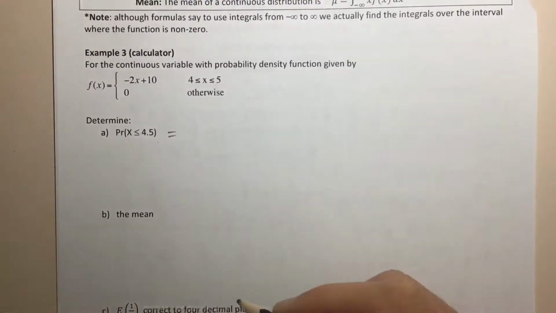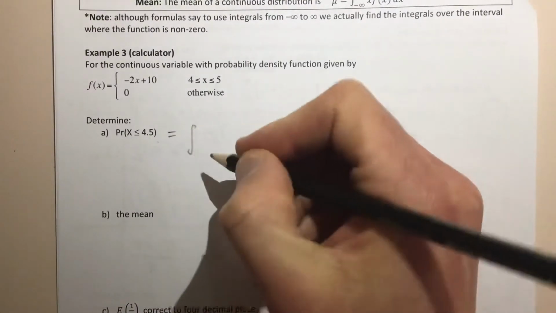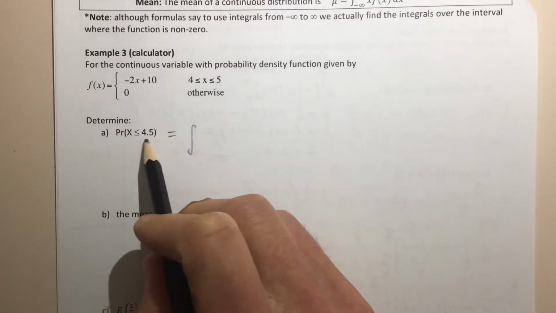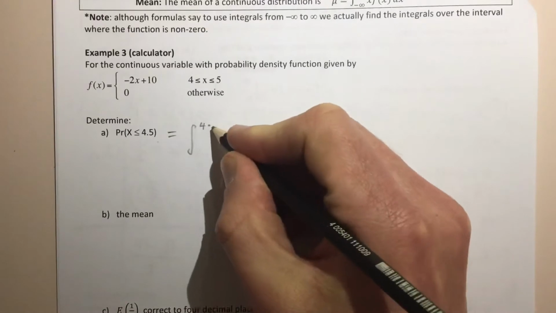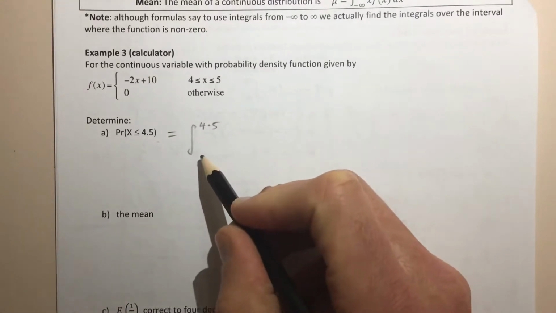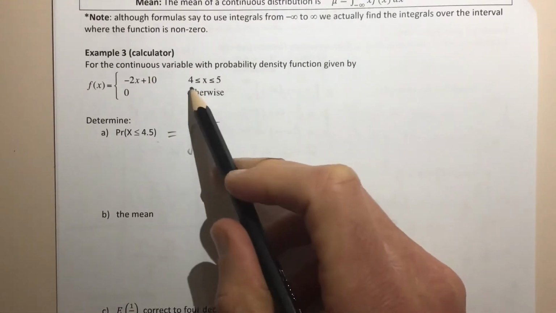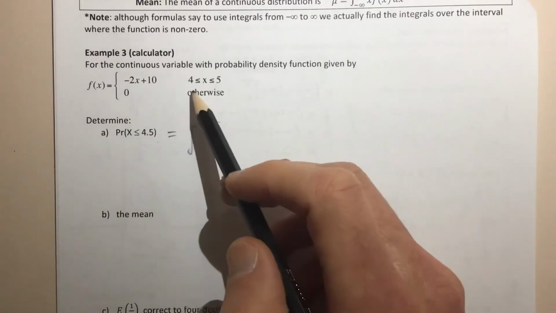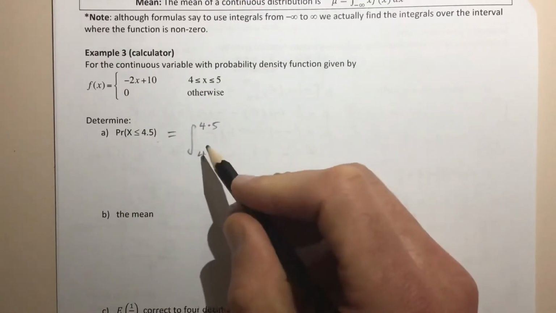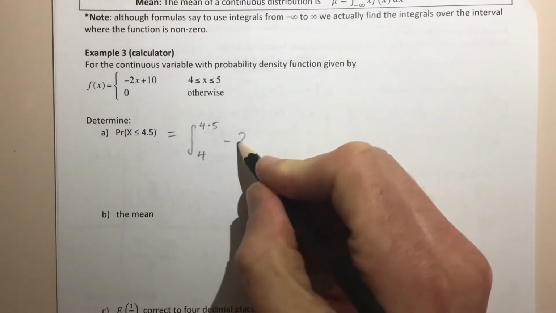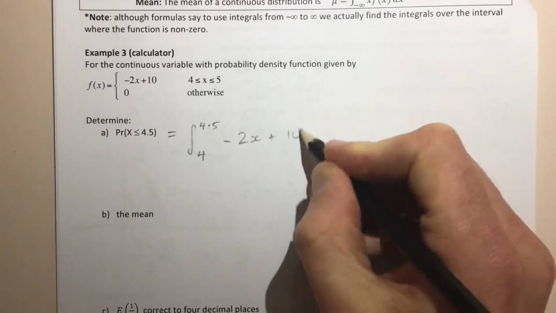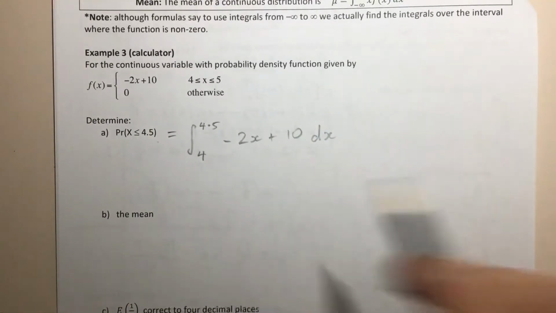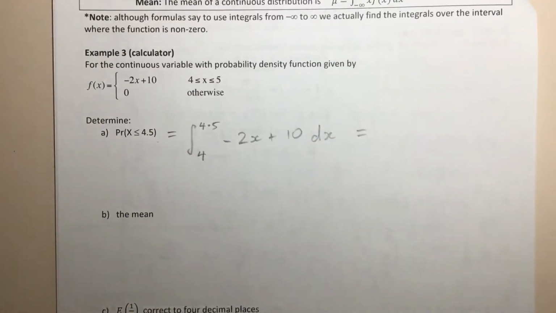Remember that the way we do that is to integrate over the values that represent that probability. Less than 4.5 means that 4.5 is our upper terminal. Our lower terminal theoretically is negative infinity, but really we just go down to the lowest value before the function stops being defined by this rule, and in this case that's 4. So we're integrating from 4 to 4.5 the function negative 2x plus 10 with respect to x. That's probably one we could work out without a calculator, but it's a calculator allowed question, so let's do it that way.